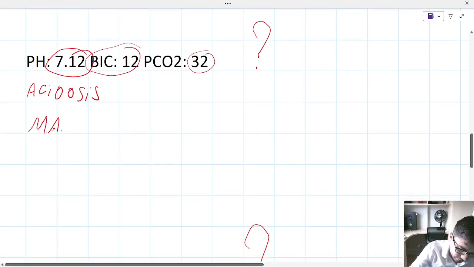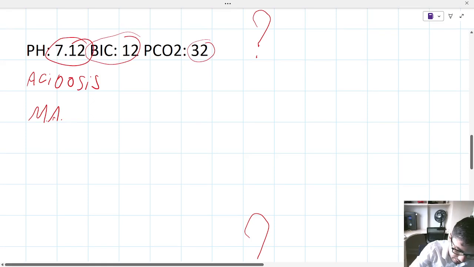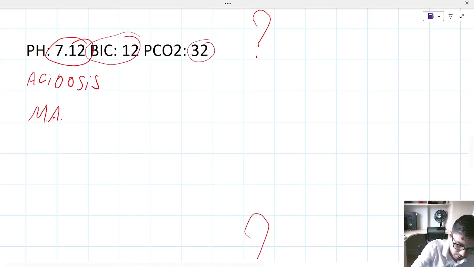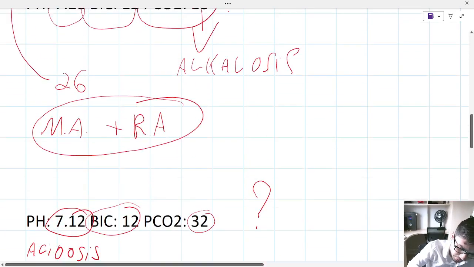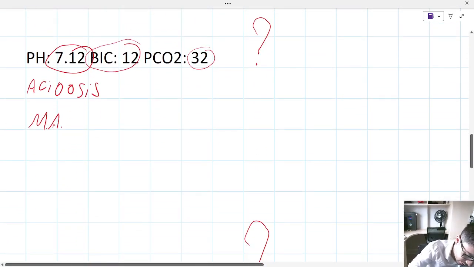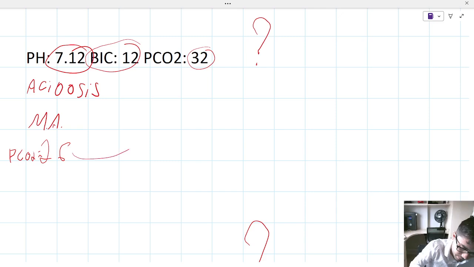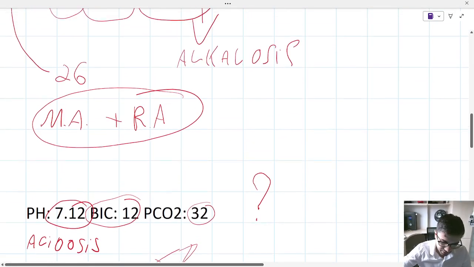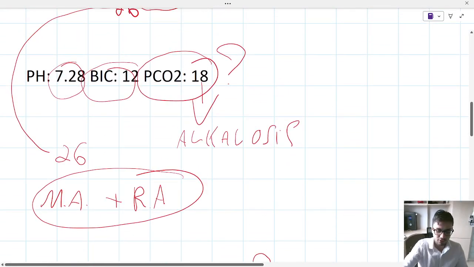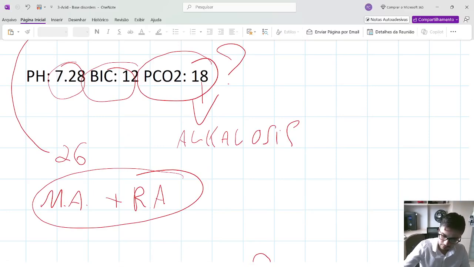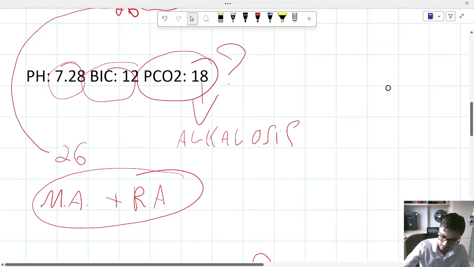Okay, Pedro. So what do we do here? We still need to calculate that value for the expected PCO2. With a bicarb of 12, as we've already calculated in here, it will be 26. That is our expected value for PCO2, but Pedro, it's 32 here.